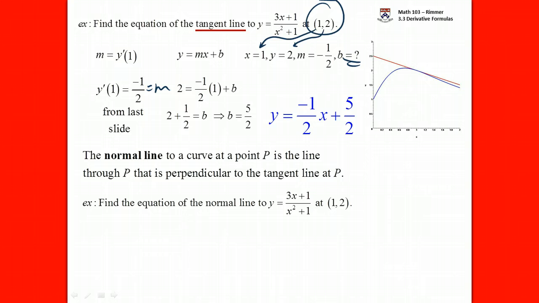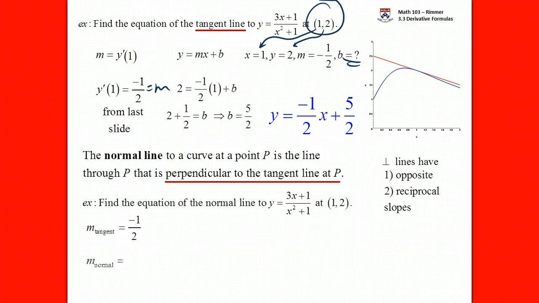What do you know about perpendicular lines? How do their slopes relate to each other? Okay, so if our slope is -1/2, what's the opposite reciprocal? +2. So that is the slope of the normal line, opposite and reciprocal. So do the same algebra with the x equals 1 and the y equals 2, but now the m is 2.